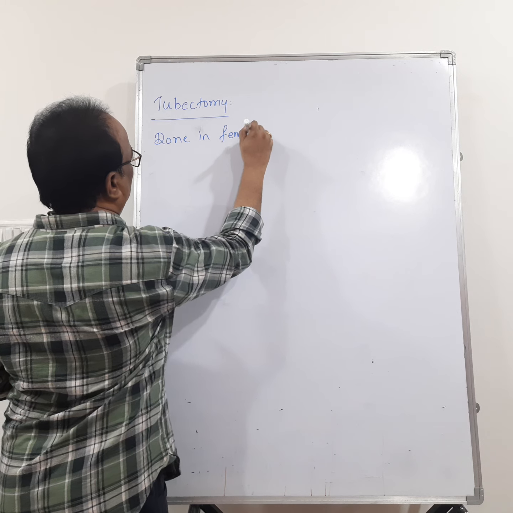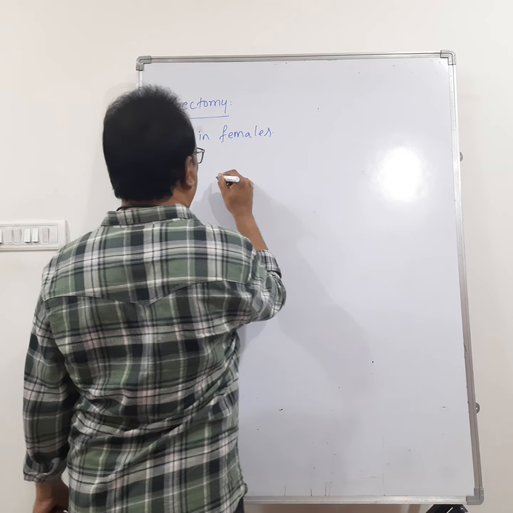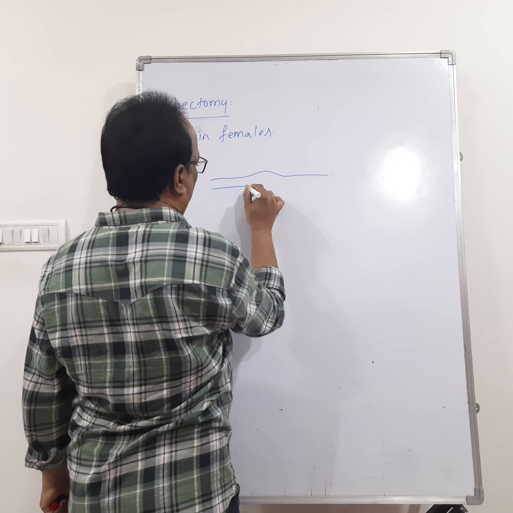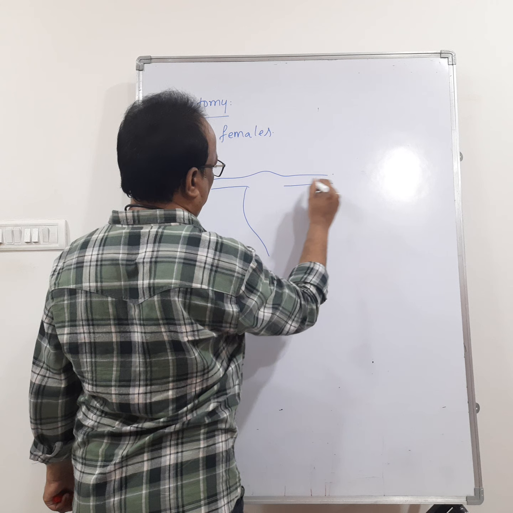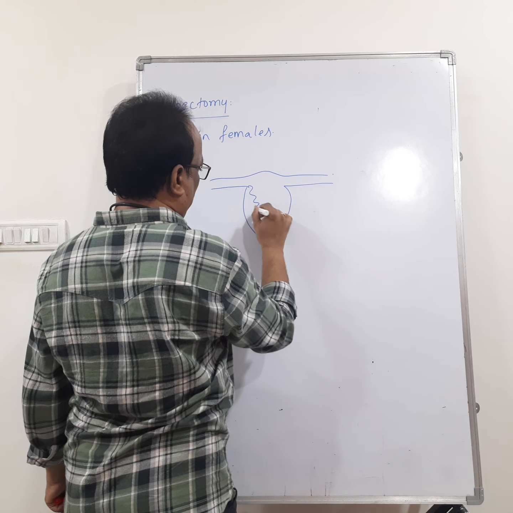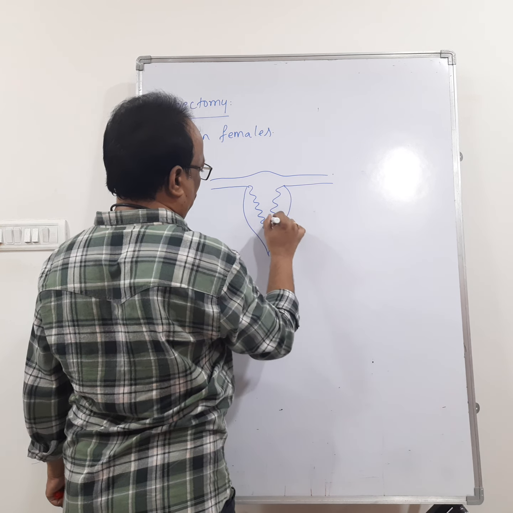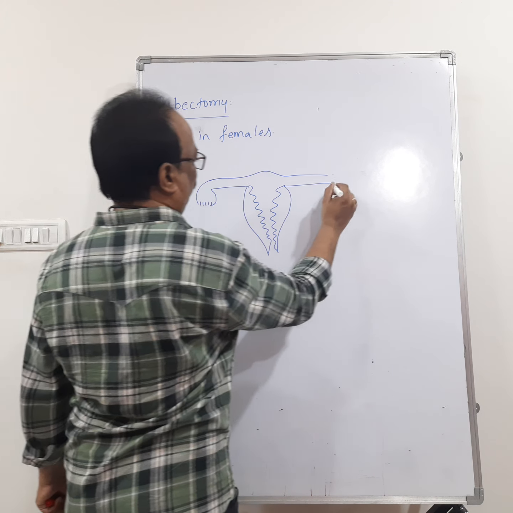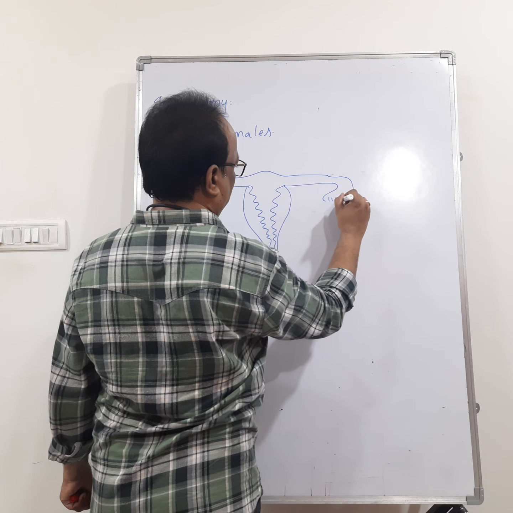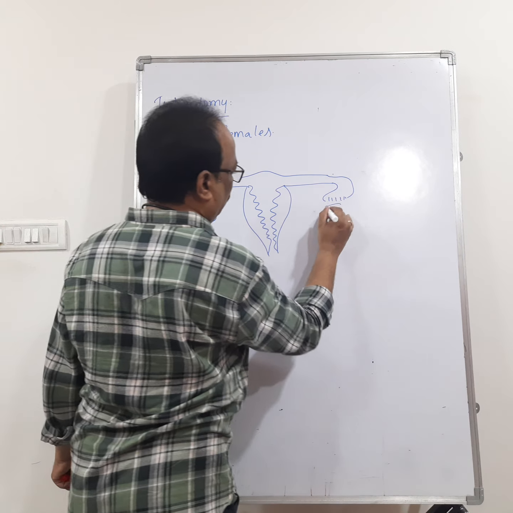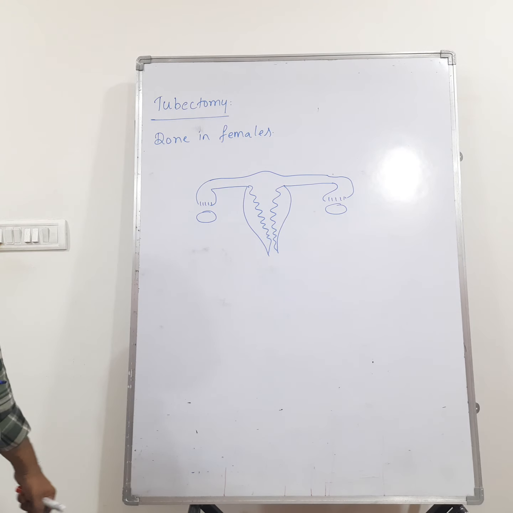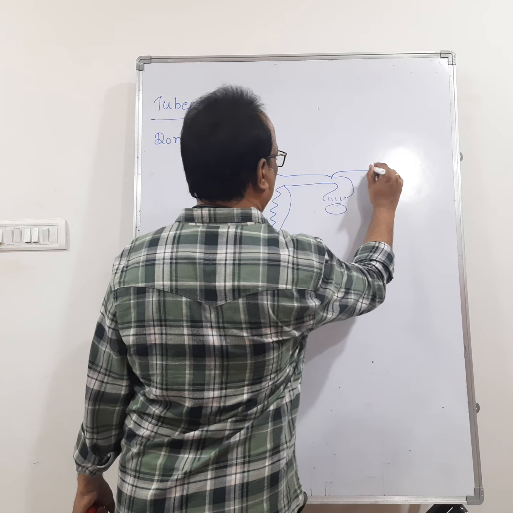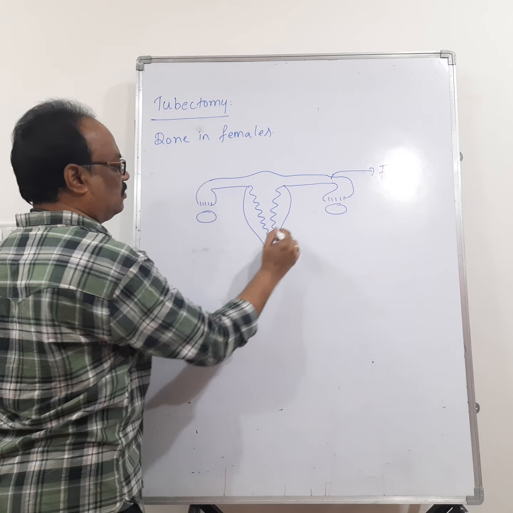So tubectomy is done in females. Let us go for this one, a small rough diagram. This is the uterus, the fallopian tube. This is the ova. Right. So what is happening in the tubectomy? In the tubectomy, this is the fallopian tube, right? This is the uterus.